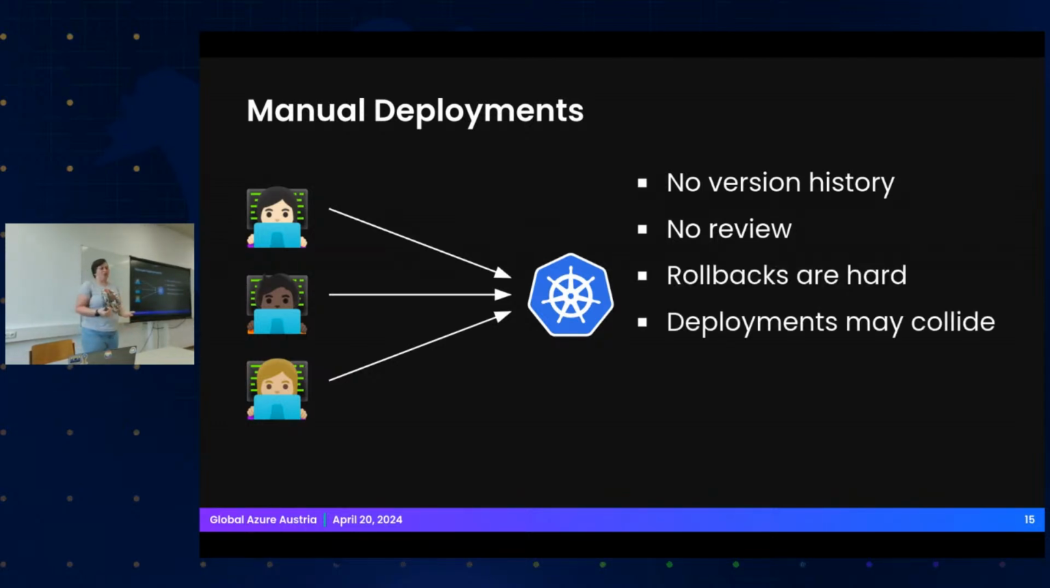In addition to that, rollbacks are pretty hard to do, because if I don't have a clear version history, if I don't know what is going on, how can I roll back to a certain state if I don't know it? And also, if two developers are touching the same file at the same time, developer A might simply override the changes from developer B, which is definitely not a situation we want to have. So I think we can all agree we need a better solution.